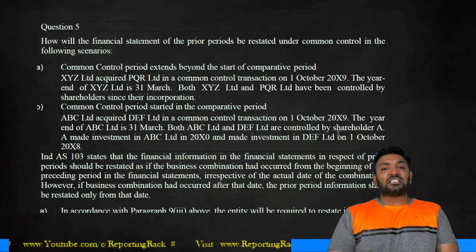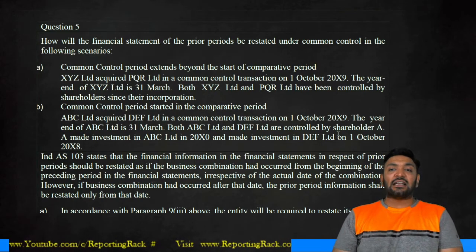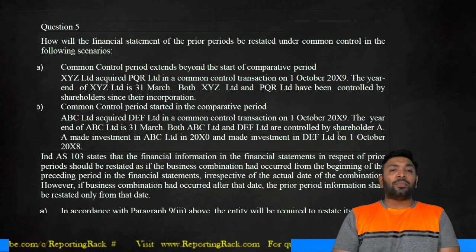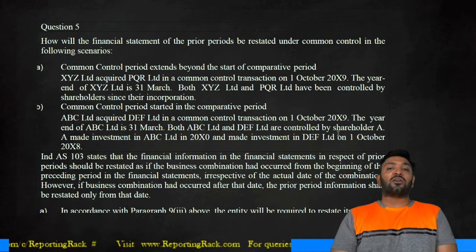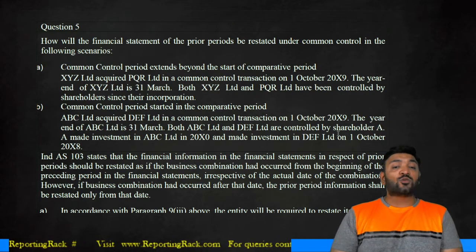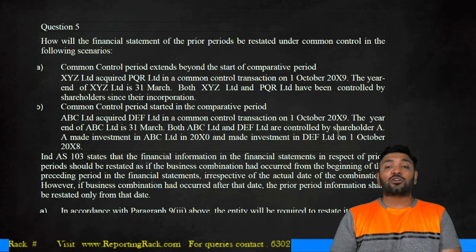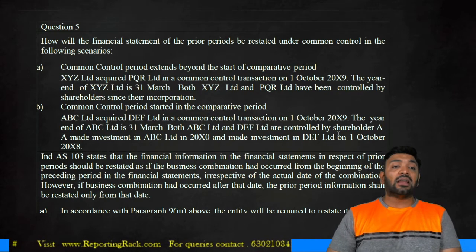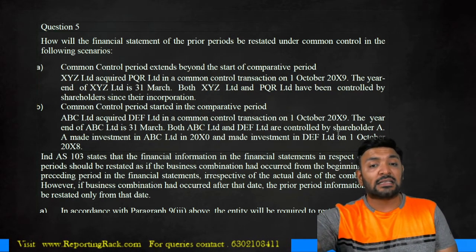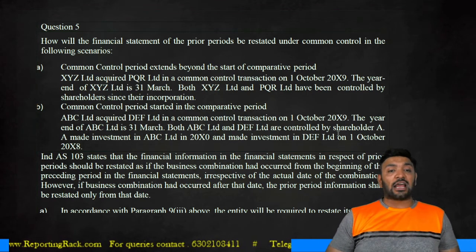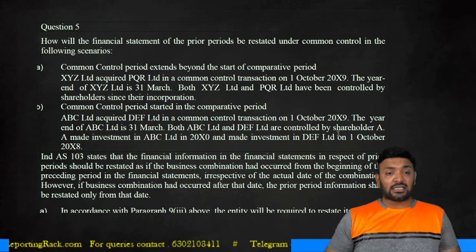How will the financial statements of prior periods be restated under common control in the following scenario? Common control period extends beyond the start of the comparative period. XYZ acquired PQR in a common control transaction on 1st October 2019. The year end of XYZ is 31st March. Both XYZ and PQR are controlled by the same shareholders since their incorporation.